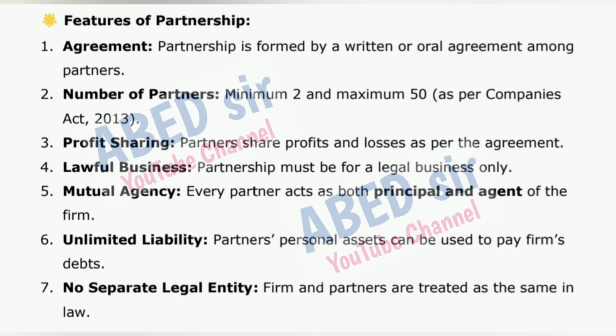3. Profit sharing. Partners share profits and losses as per the agreement. 4. Lawful business. Partnership must be for a legal business only. 5. Mutual agency. Every partner acts as both principal and agent of the firm. 6. Unlimited liability. Partners' personal assets can be used to pay firm's debts. 7. No separate legal entity. Firm and partners are treated as the same in law.